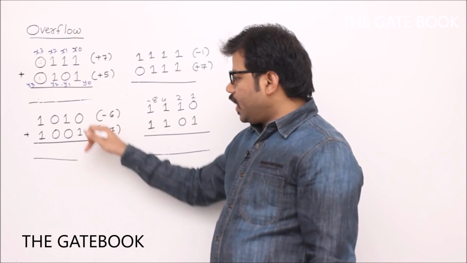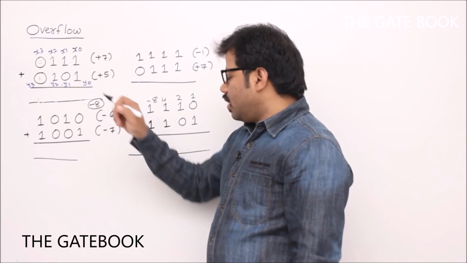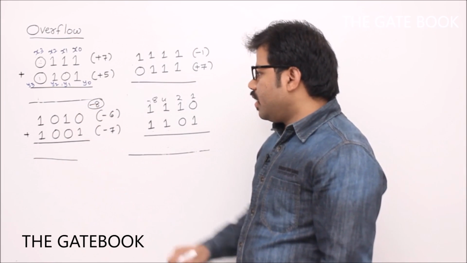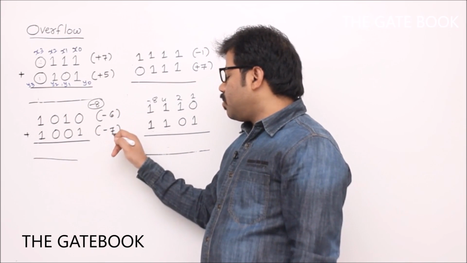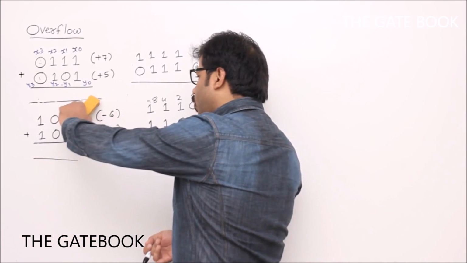Take this case. Here these two are negative numbers, and we know the minimum number we can represent in negatives, sorry, not maximum, minimum number, is minus 8 with 4 bits. But now if you add minus 6 plus minus 7, you are getting minus 13. That cannot be representable. Here definitely you get overflow.